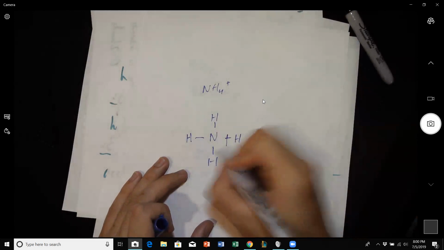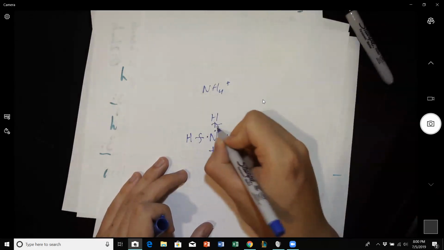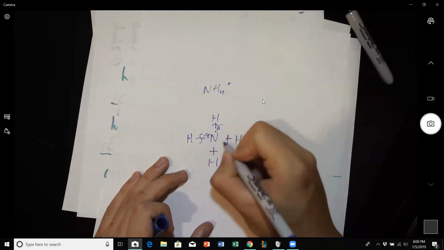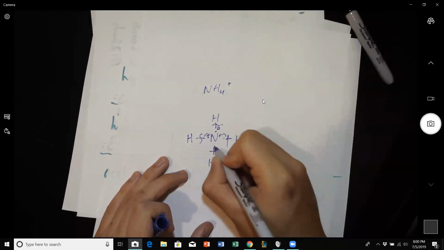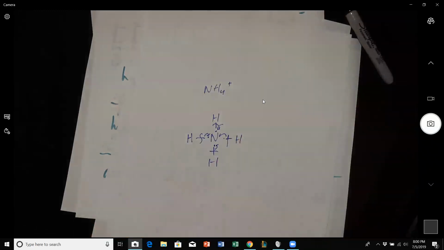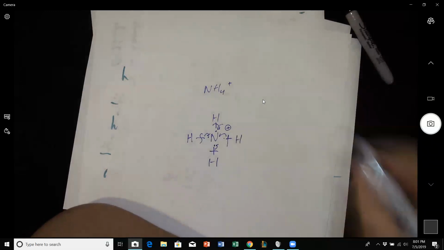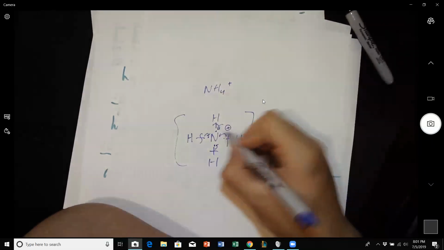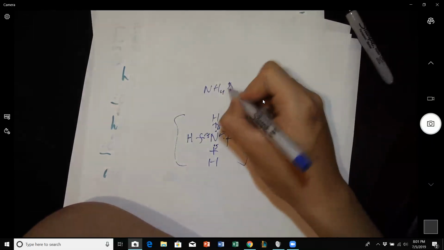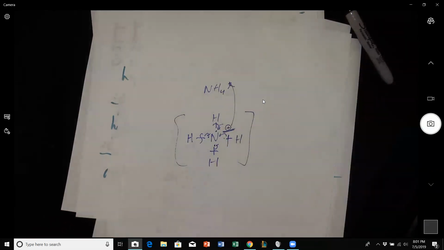So we give 1 electron to nitrogen. Then our nitrogen has 4 electrons, so it gives it a +1. And you'll notice that this formal charge is the same as the total ion. So we've got it right. Great. So let's take a 10-minute break right now.